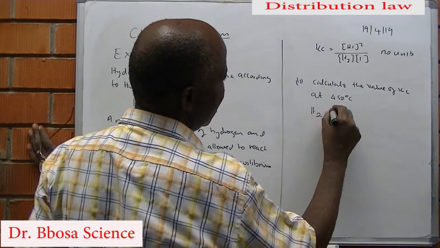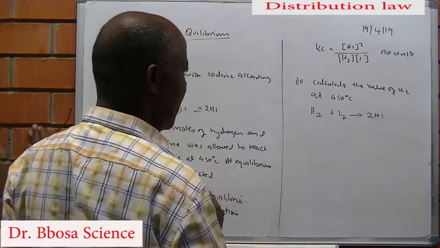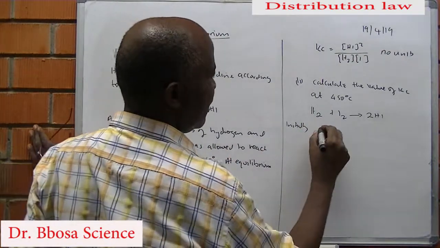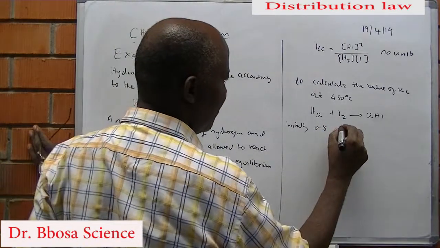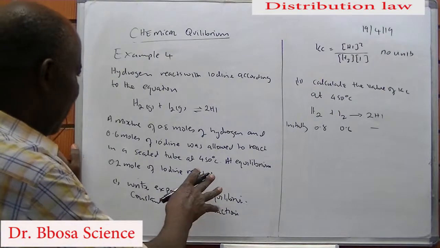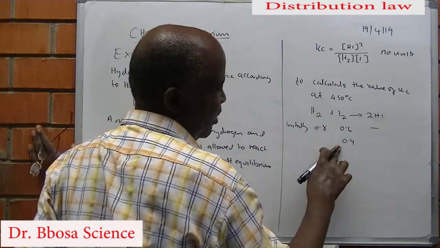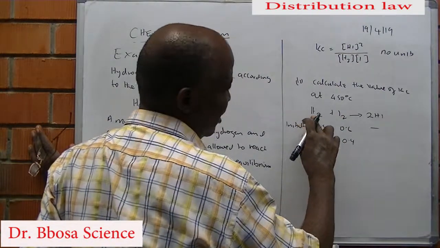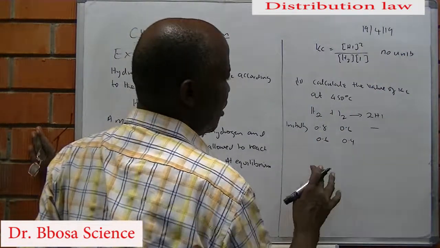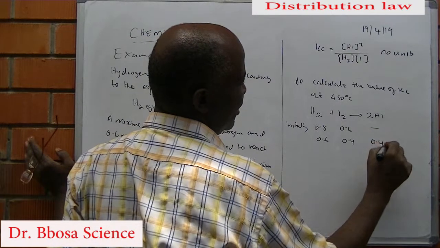We have seen that hydrogen reacts with iodine to form 2HI. Initially, we have 0.8 and 0.6. We don't have hydrogen iodide. At equilibrium, they've told us 0.2 moles of iodine have reacted, so we remain with 0.4. But 1 mole reacts with 1 mole. When 0.2 moles of iodine react, 0.2 moles of hydrogen will react, remain with 0.6. When 1 mole reacts, 2 moles form. When 0.2 moles react, 0.4 moles form.